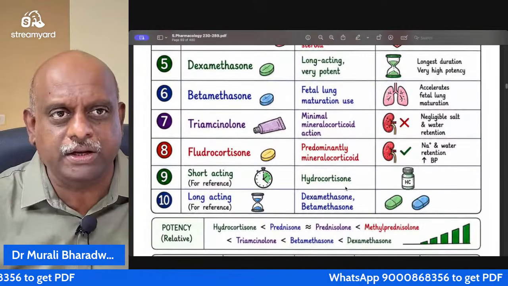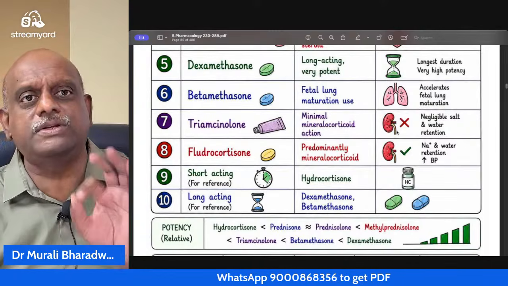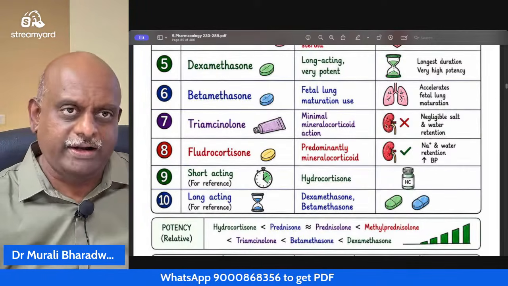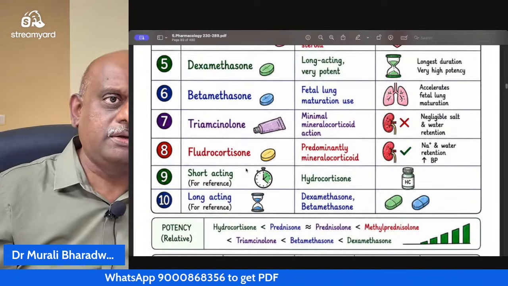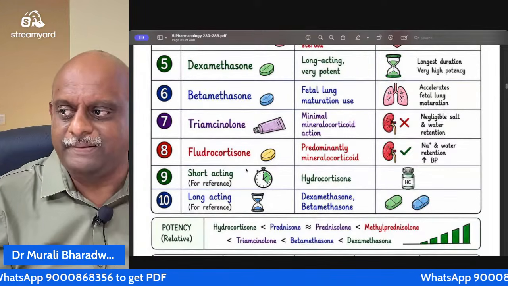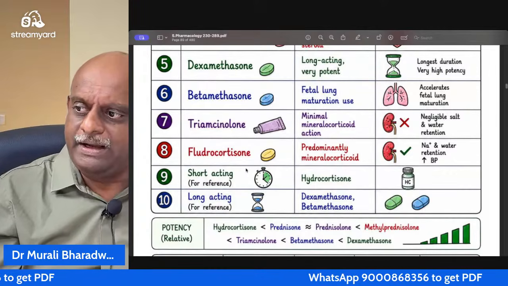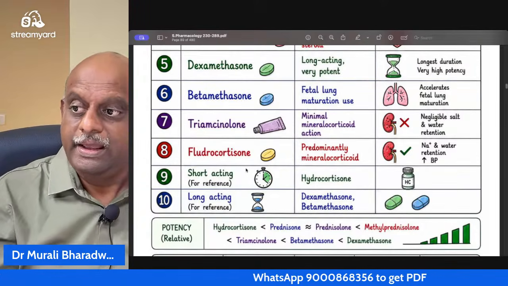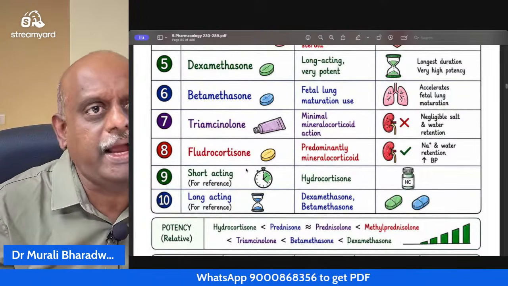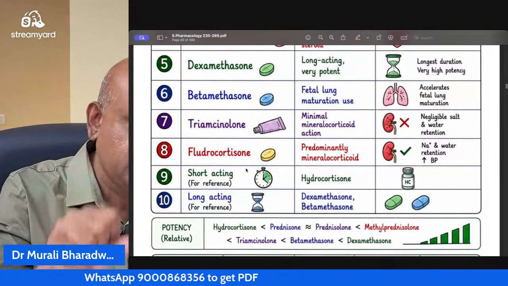Then triamcinolone has minimal mineralocorticoid activity, negligible salt and water retention. Fludrocortisone, predominantly mineralocorticoid activity. For long acting, we use dexa and beta. For short acting, we give hydrocortisone. Hydrocortisone is available as 100 milligram shots.